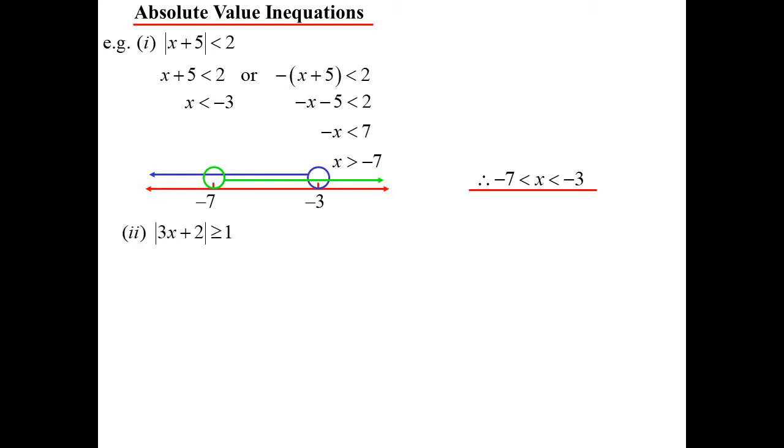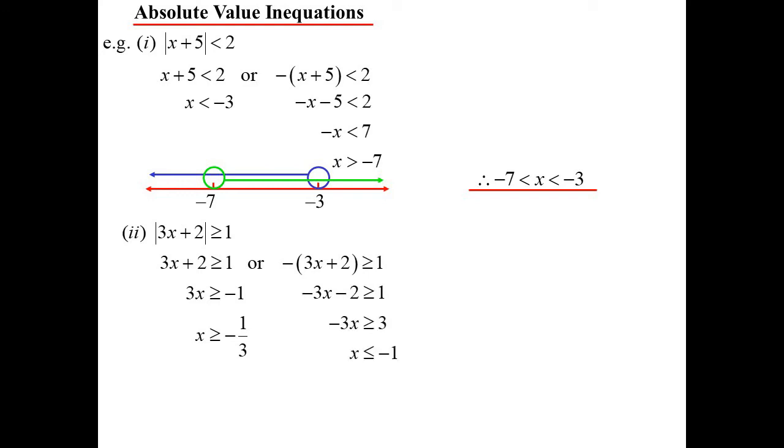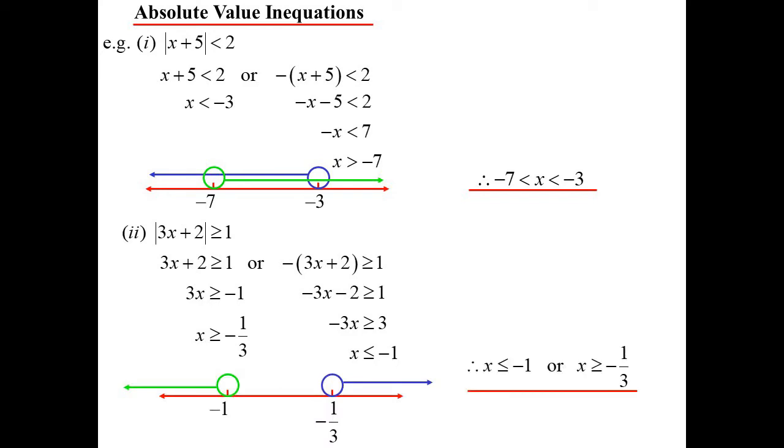Let's do the next one. Okay, either 3x plus 2 is greater than or equal to 1, or the other possibility, of course, is -3x plus 2 is greater than or equal to 1. So we solve that one, minus a third. Then the second one, -1. We plot that one. And I hope you'll agree with me that this turns out to be an OR situation.